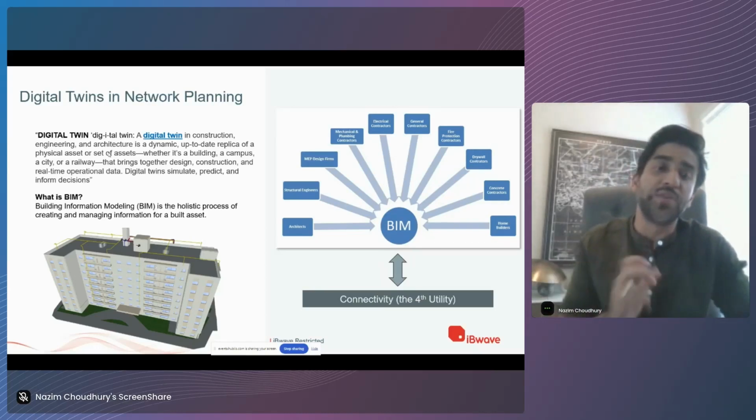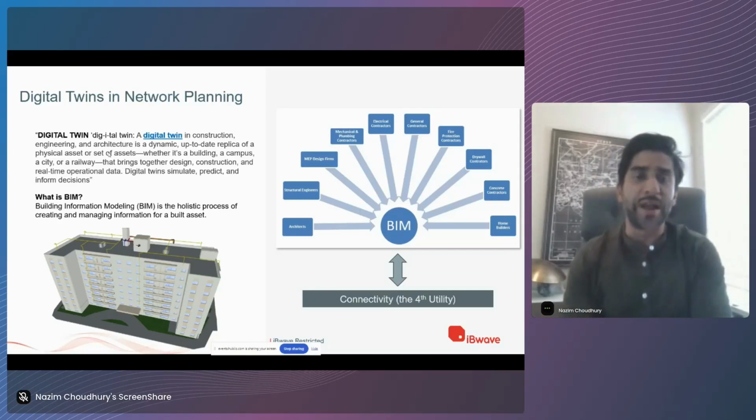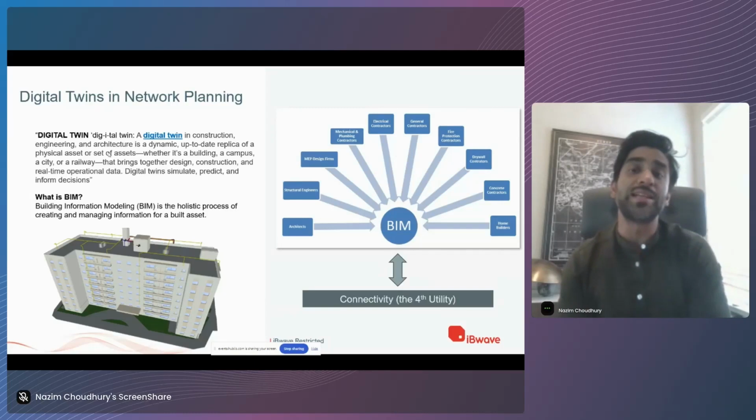The point I really want to focus on is when you look at BIM technology, it supports various different industries that we're talking about today. So whether it's architecture or structural designs or HVACs or electricians. But one thing that is not as common is BIM being used for connectivity.